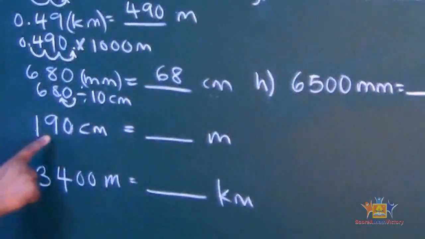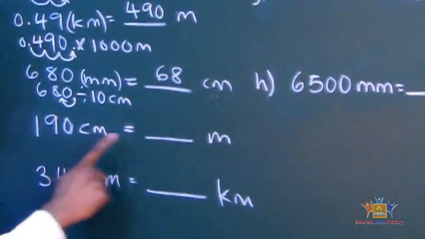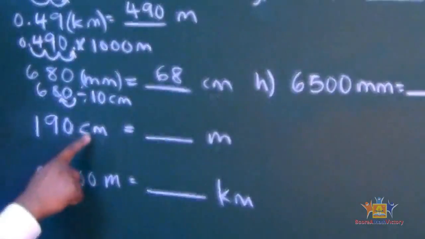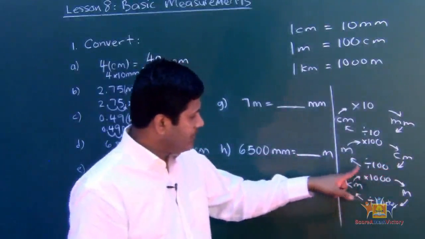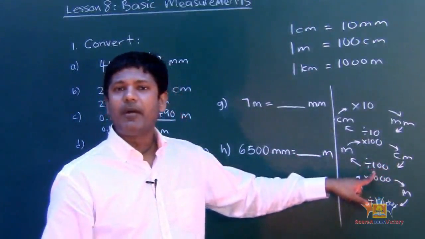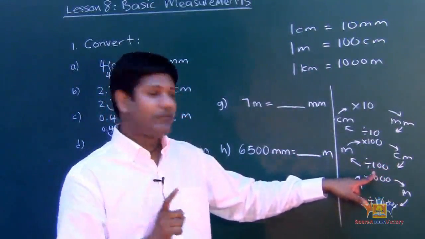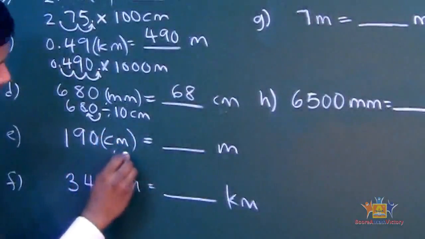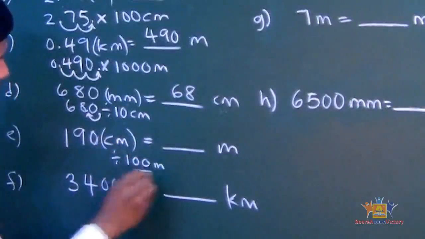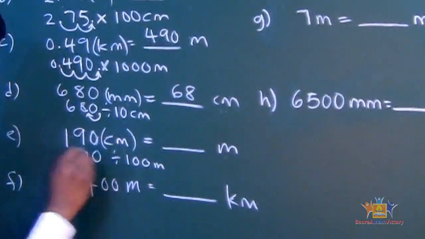Alright, let's look at this one. 190 centimeters equals how many meters? I'm going from centimeters to meters. So centimeters to meters is what? Divide by 100. See that? We're going to divide by 100. So we substitute the centimeters, divide by 100 meters. So we put 190.